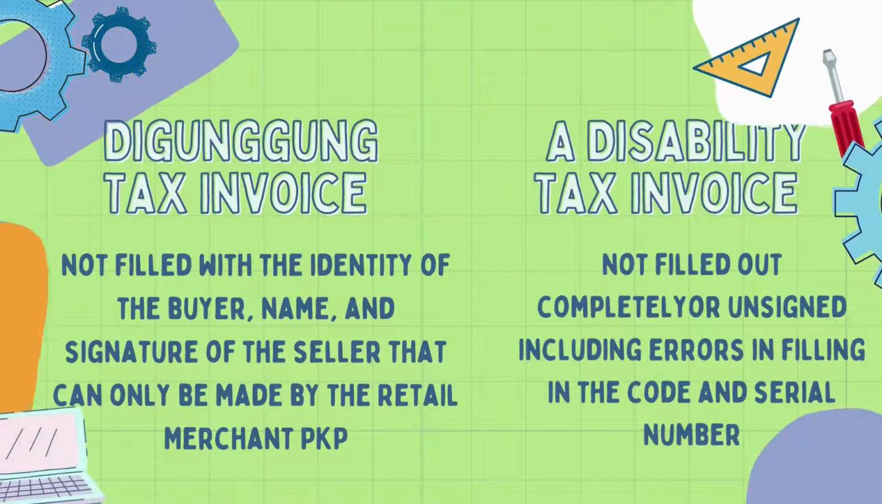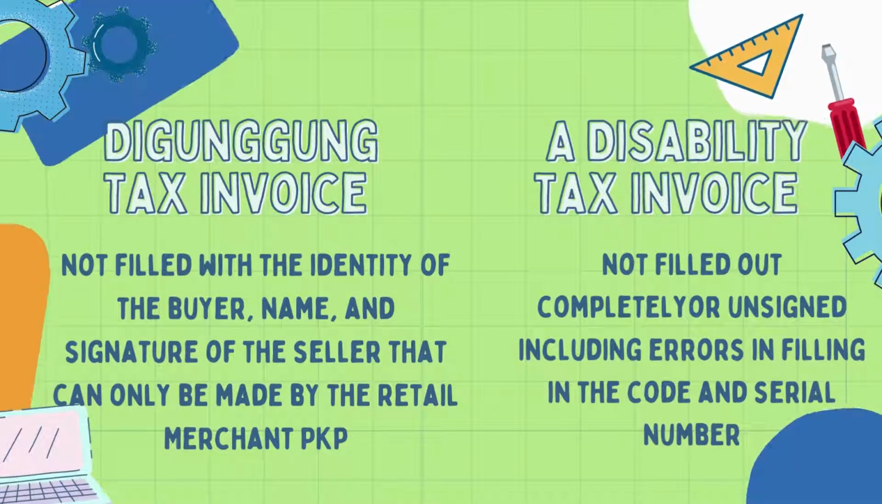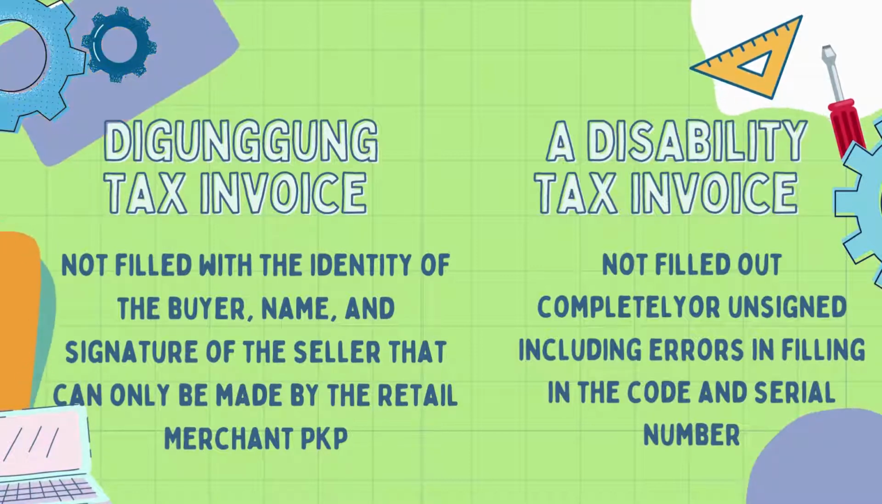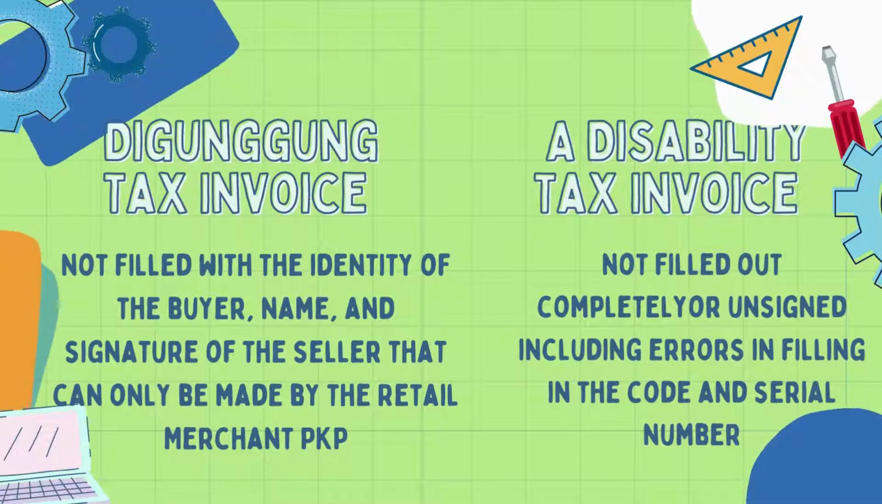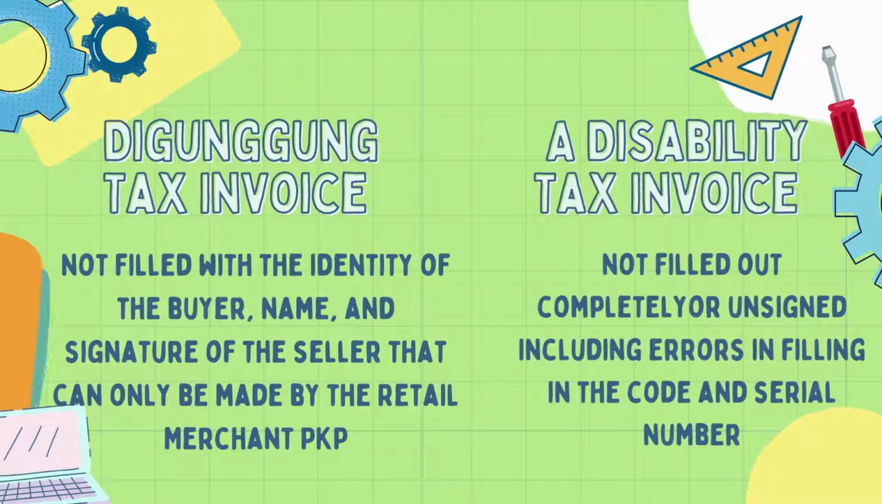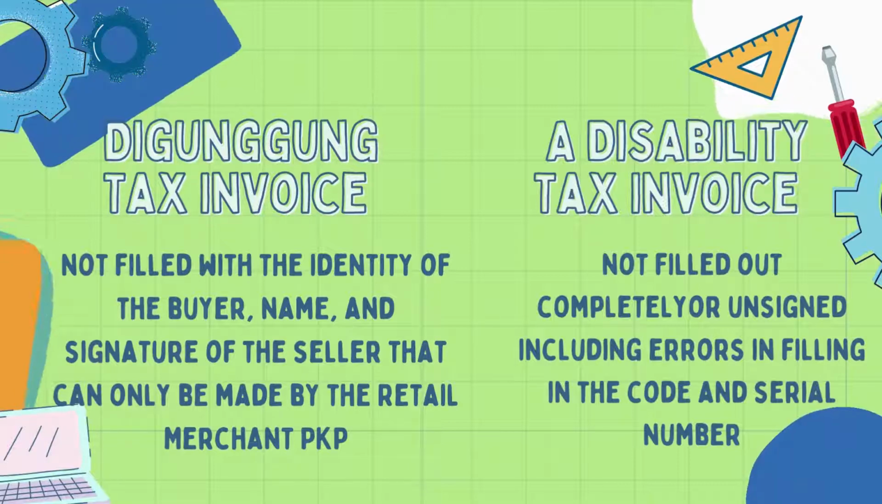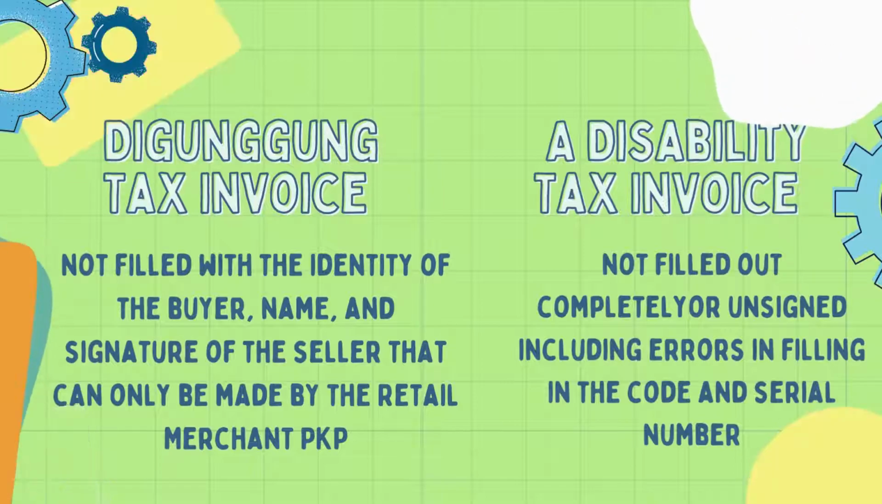The fifth is the Gunggung tax invoice, not filled with the identity of the buyer, name, and signatures of the sellers, which can only be made by the retail merchant PKP. Last but not least is a disability tax invoice, not filled out completely or unsigned, including errors and failings in the code and serial numbers.